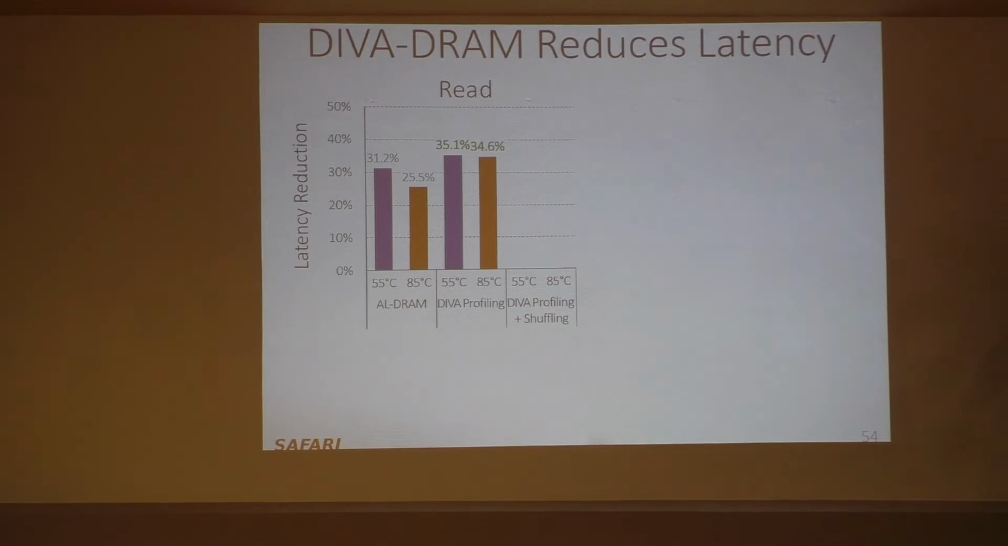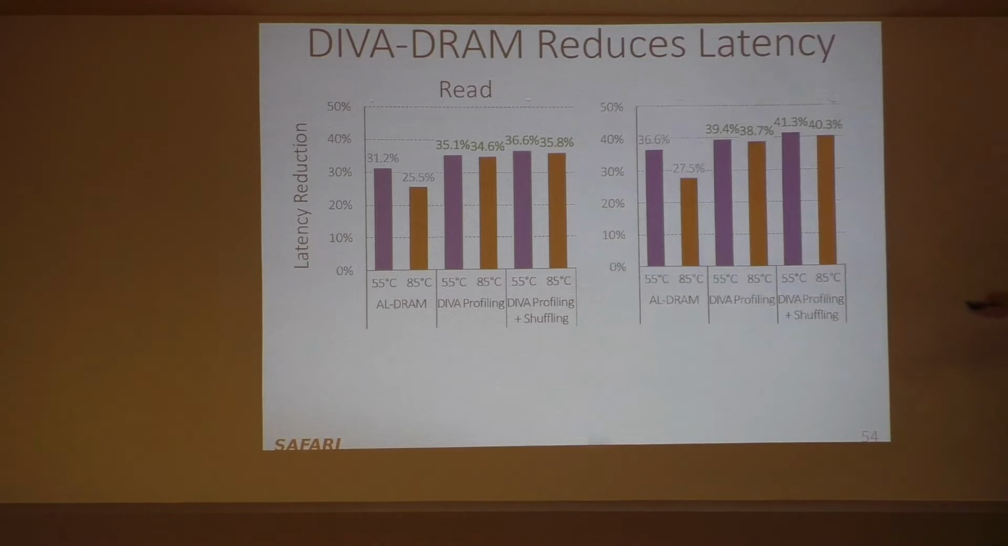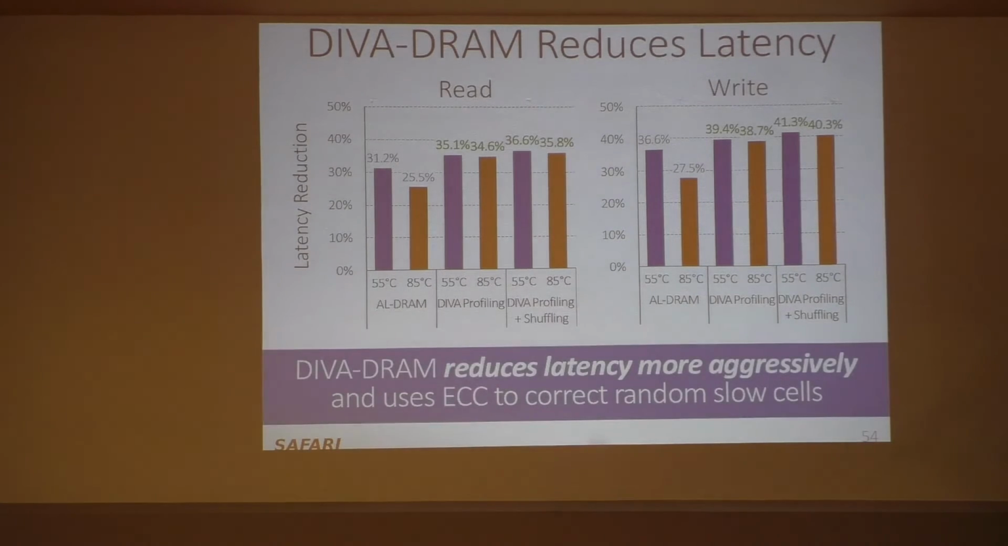You could keep doing this dynamically, and you can actually adapt the error correcting codes to get even higher benefits. And write latencies are usually better to reduce. One downside of adaptive latency DRAM is that at high temperatures it doesn't reduce latencies that much. We fixed that problem basically. Now we're temperature independent in terms of how much we can reduce the latencies.